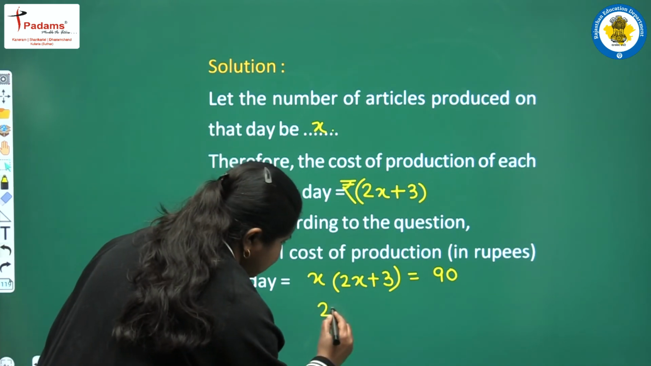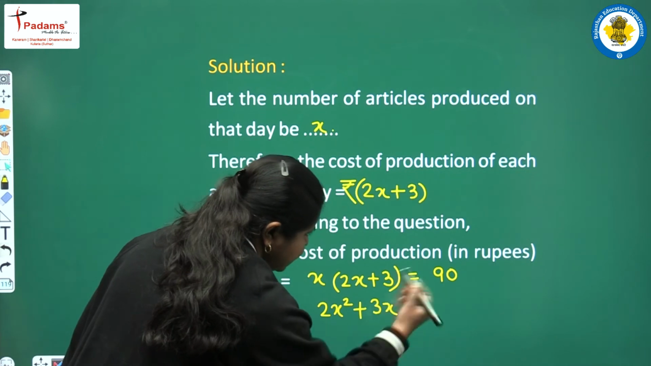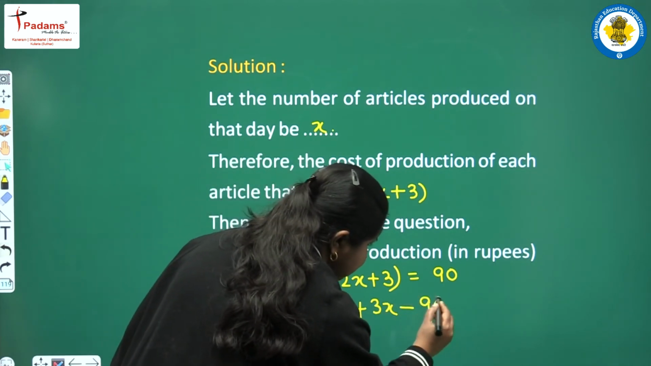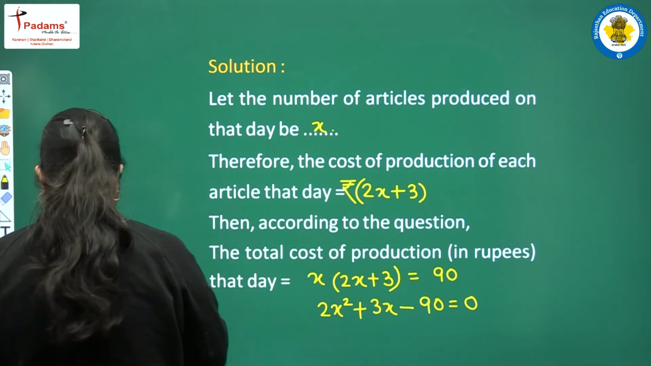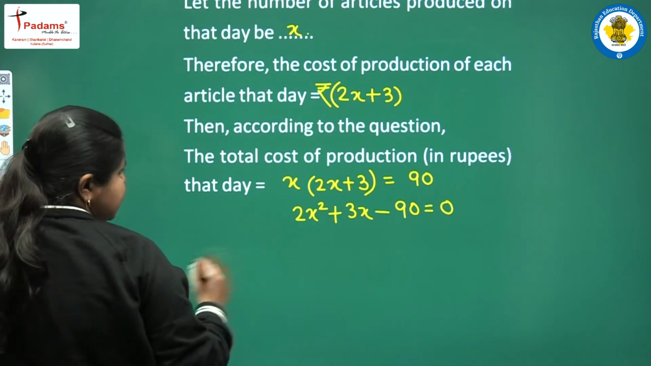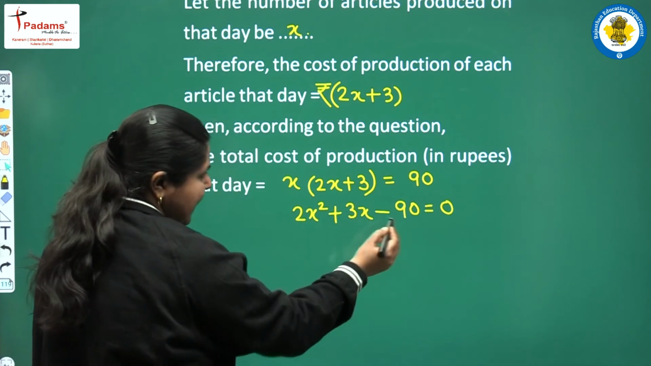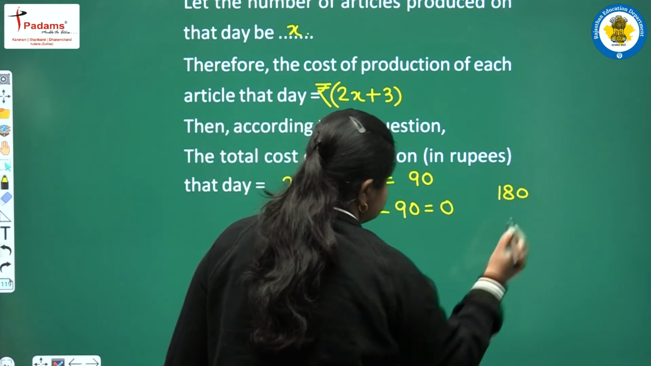2x into x, it will be 2x square, plus 3 into x, it will be 3x. Bring this 90 here, it will become minus 90. This is equal to 0. Now we need to solve this equation. For this we will multiply the coefficient of x square, that is 2, and here we have 90. 2 into 90, it is 180.